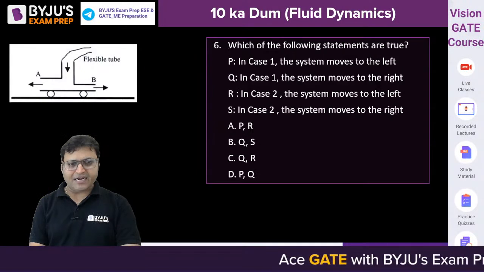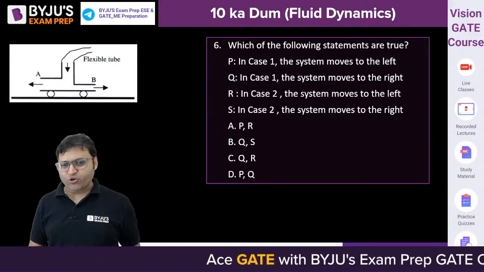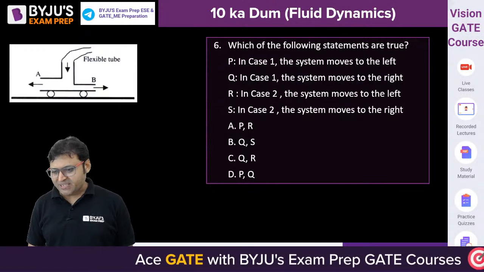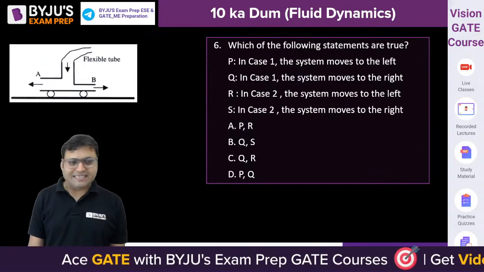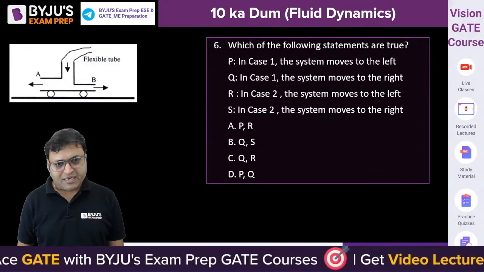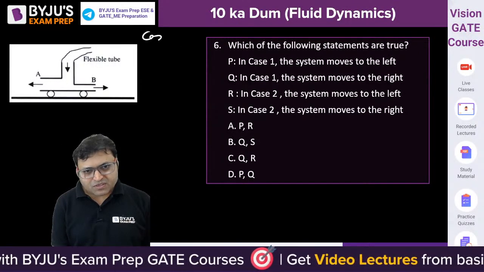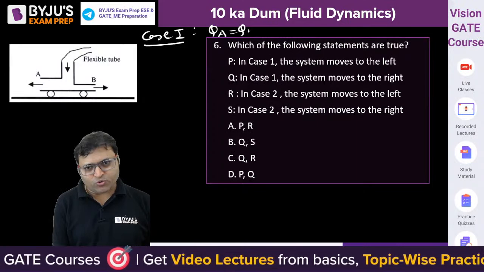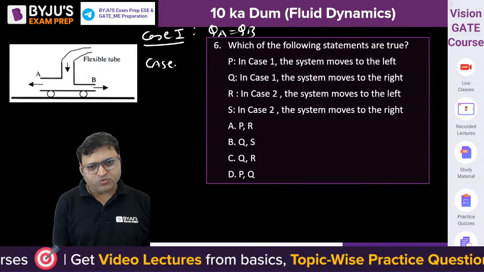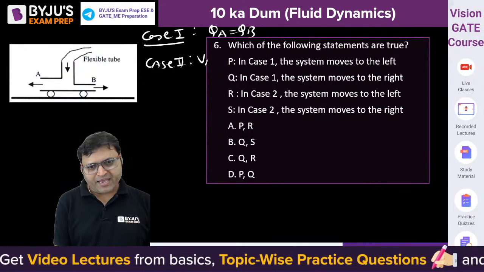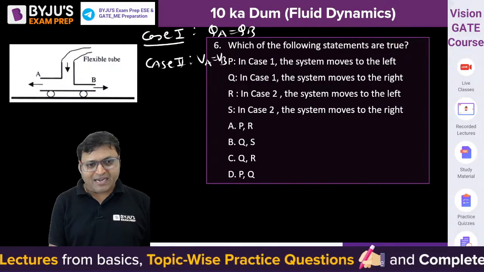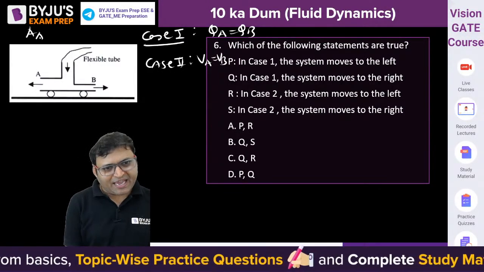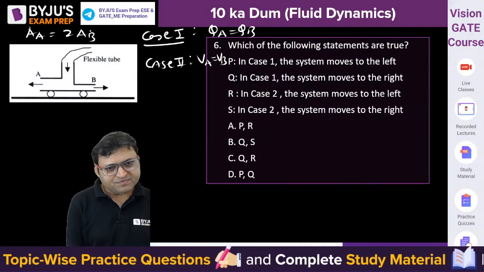Is this clear? Let us move to question number 6. Now it is your turn. Question number 6, the same. In case 1, the same information: QA is equal to QB, and in case 2, VA is equal to VB. And in both the cases, AA is twice of AB.